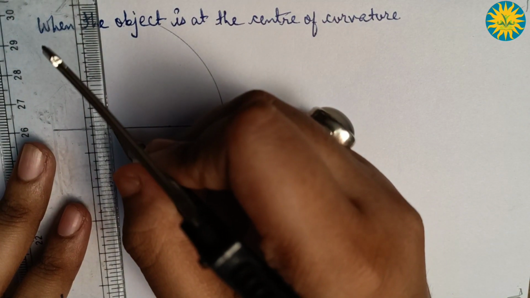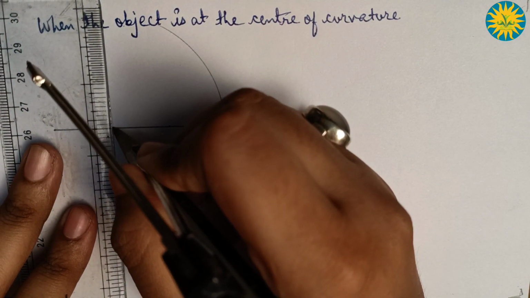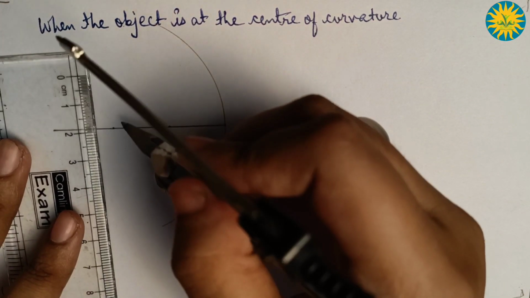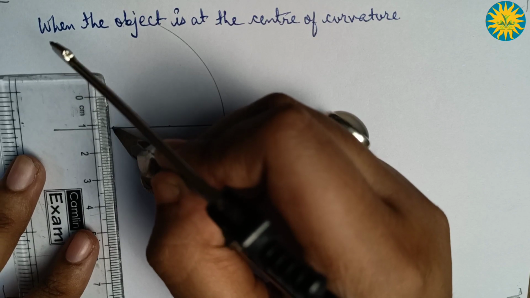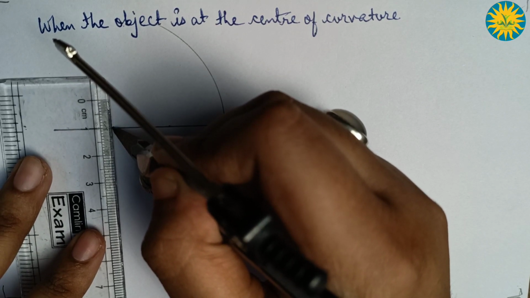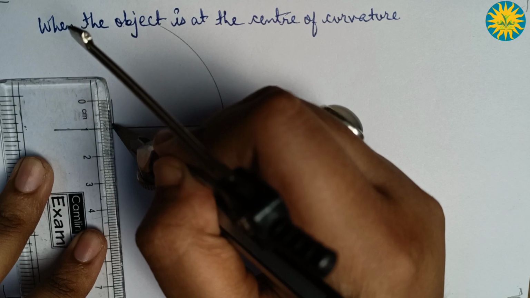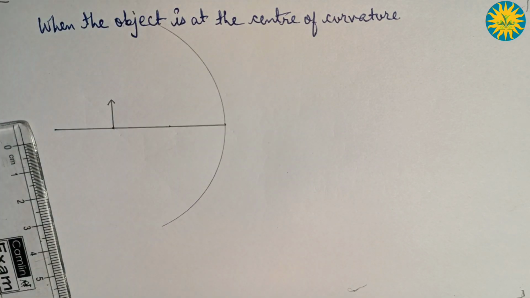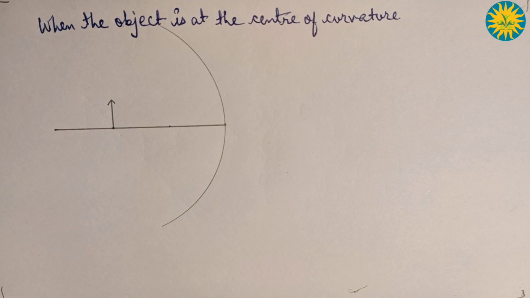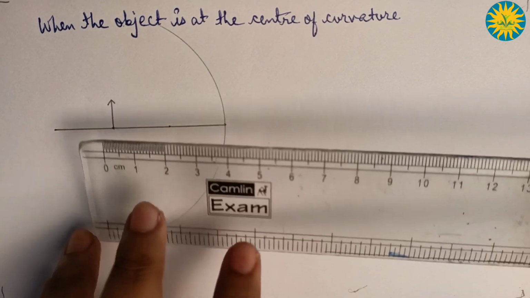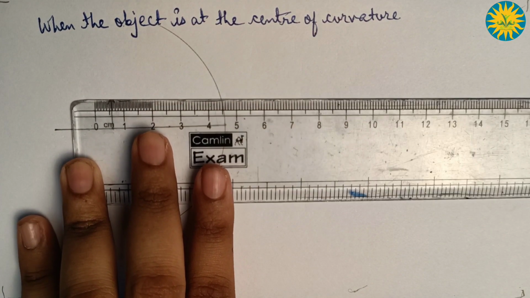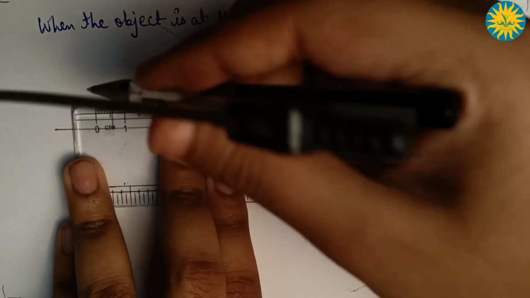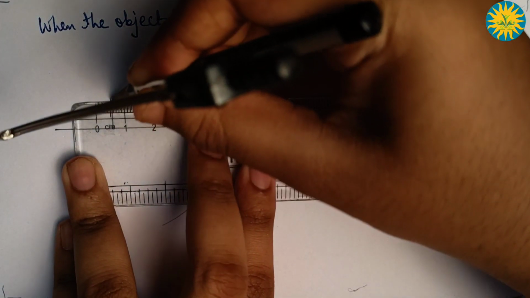So now we will draw the object that is at the point center of curvature. This is the arrowhead, the head of the object, that is the top of the object. Now the first incident ray, we will draw the first incident ray that is parallel to the principal axis. This is parallel to the principal axis.